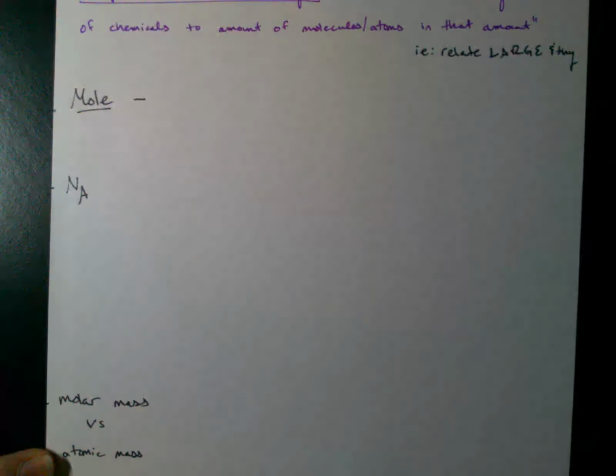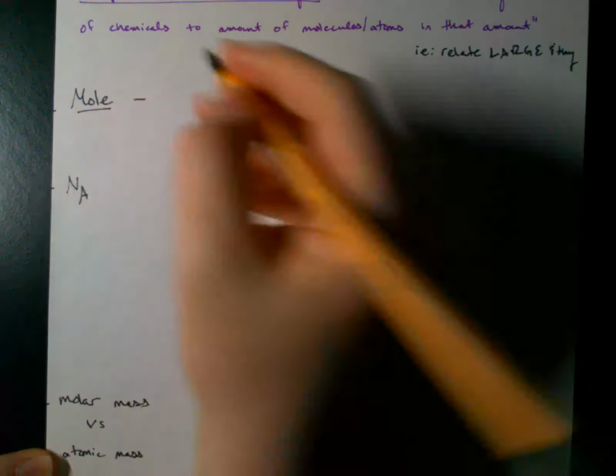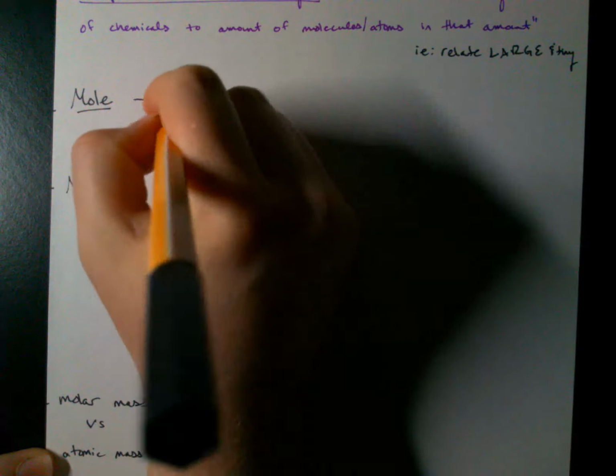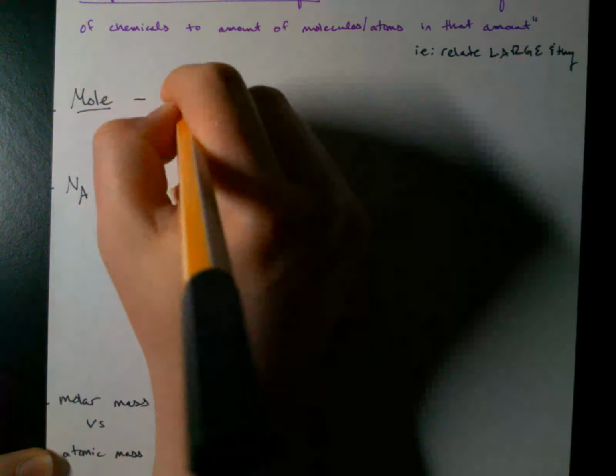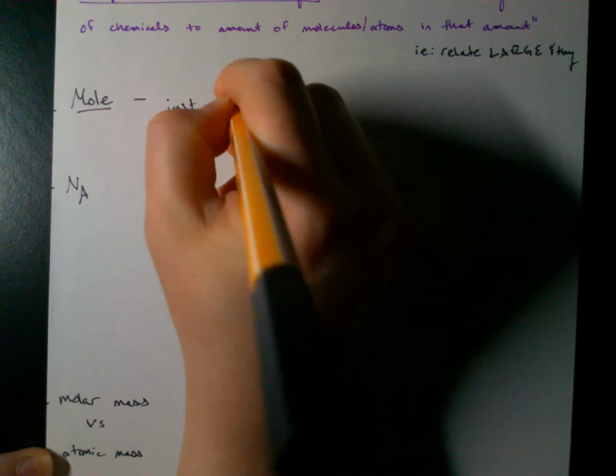Remember, a lot of times people get scared about a mole because they don't know what it is. It's literally just a number. If I say a dozen, you know it's 12. If I say a pair, you know it's 2. Right? It's exactly the same thing. It's just that a mole is really, really, really, really big. So it is just a number.